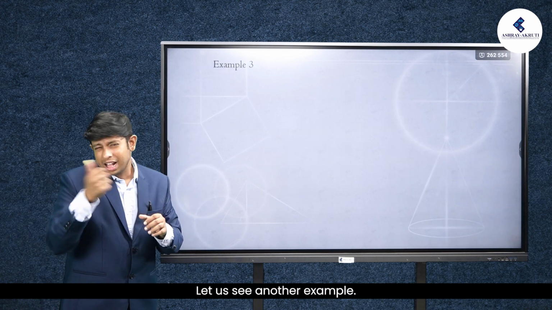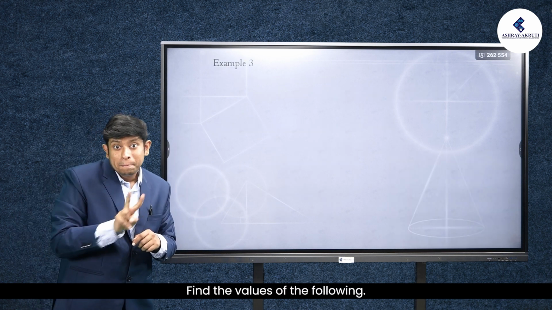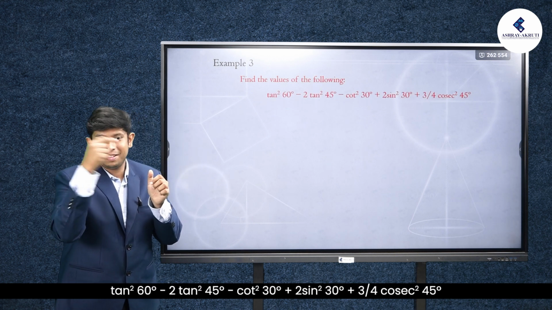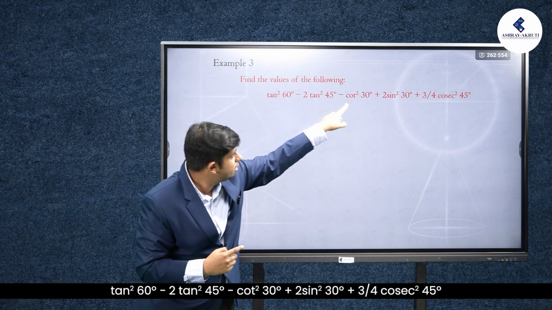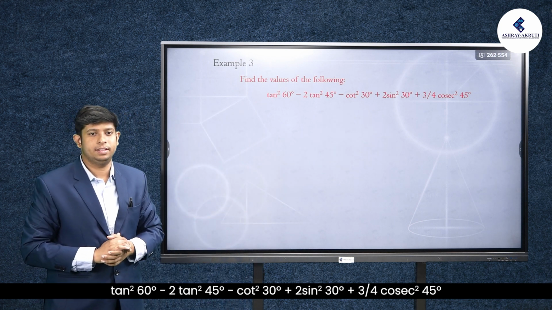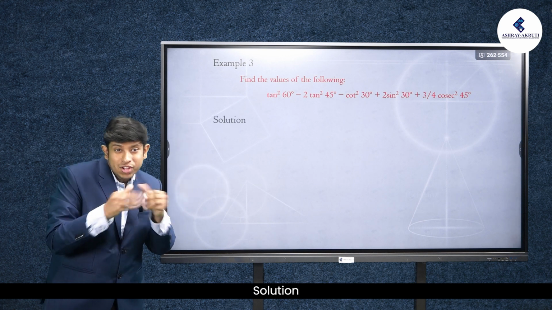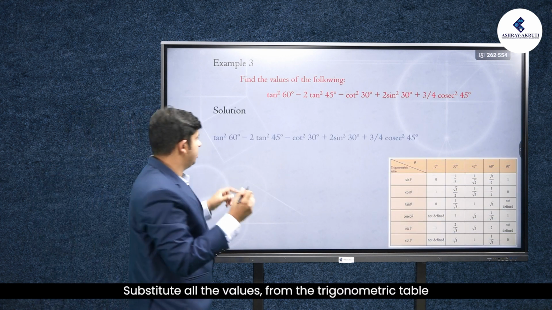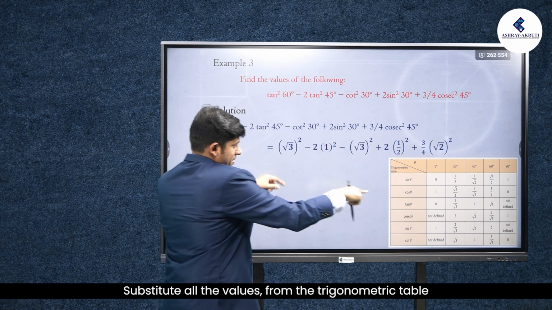Let us see another example. Find the values of the following: tan square 60 degrees minus 2 tan square 45 degrees minus cot square 30 degrees plus 2 sin square 30 degrees plus 3 by 4 cosecant square 45 degrees. Solution. Substitute all the values from the trigonometric table.